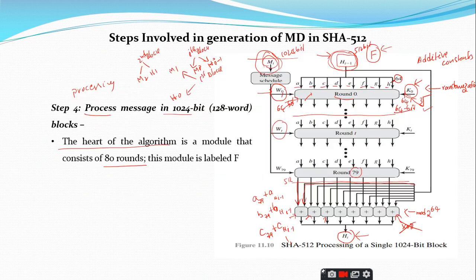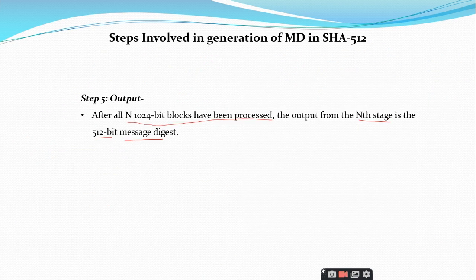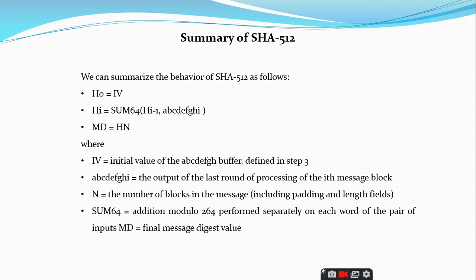So, the last step is getting the output. The nth stage value, that is the hash value of the nth stage that is generated, will be the hash value, the output, or the message digest.